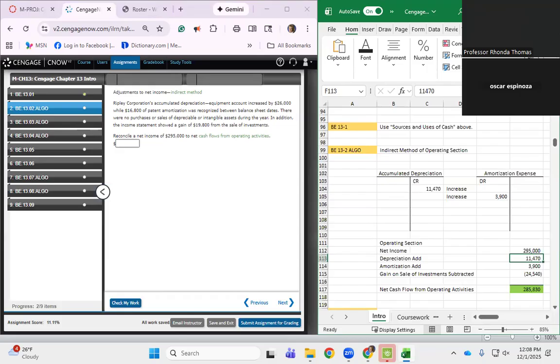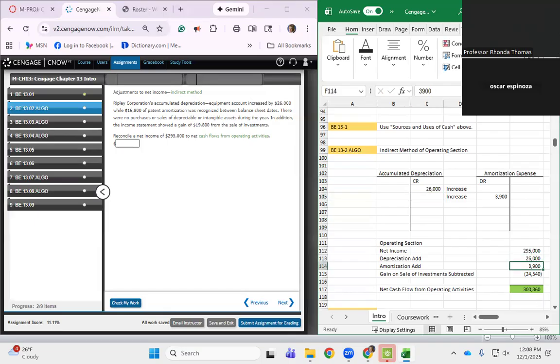It said accumulated depreciation for equipment increased by $26,000. So I'm going to show accumulated depreciation went up $26,000. So what do we do with depreciation? We add it. We add depreciation. So I'm going to put that amount down.